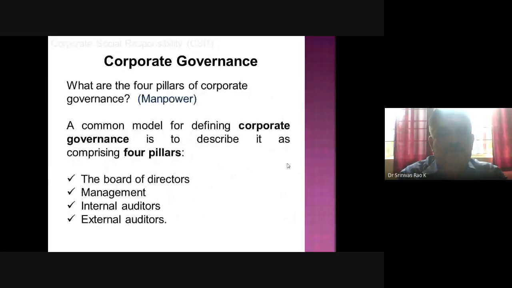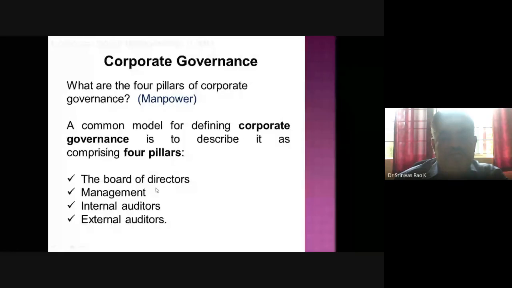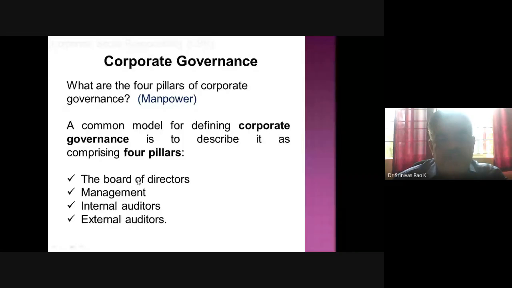Now, what are the four pillars of corporate governance? In terms of manpower, a common model for defining corporate governance is to describe it as comprising four pillars: board of directors, management, internal auditors, and external auditors. These four play a very important role as pillars of your company. The board of directors means the main people who are holding the posts. There may be three to four directors in your company, partners who are handling all the operations. Those play a very important role. Then management control, who is controlling the whole thing: the board of directors, chairman, MD and all. Then internal auditors. Internal auditors means people who do the auditing within the company itself. They are not going outside.